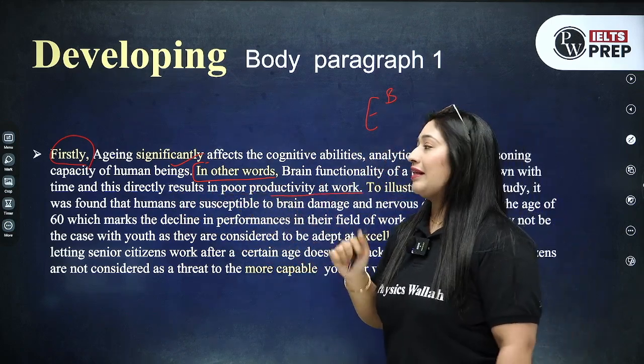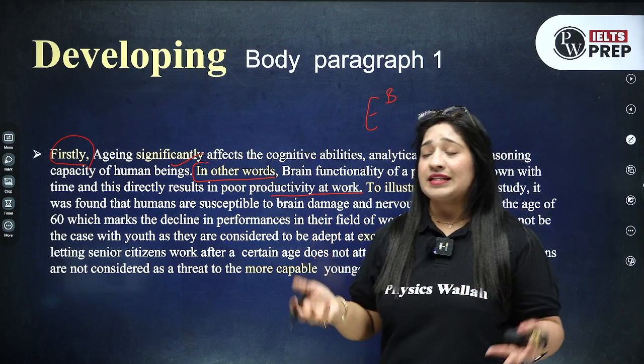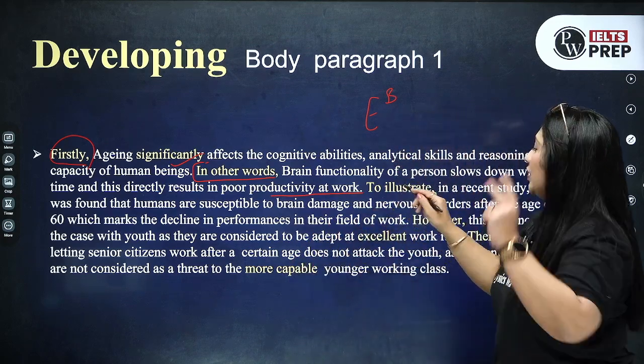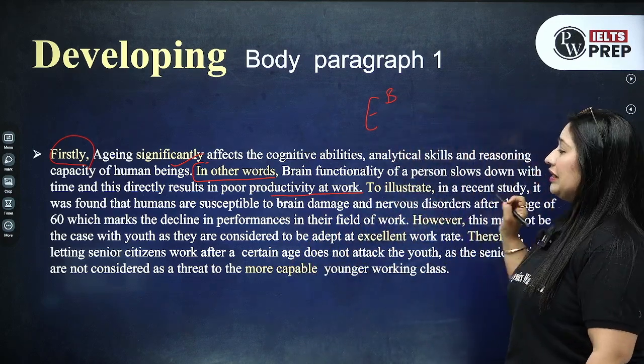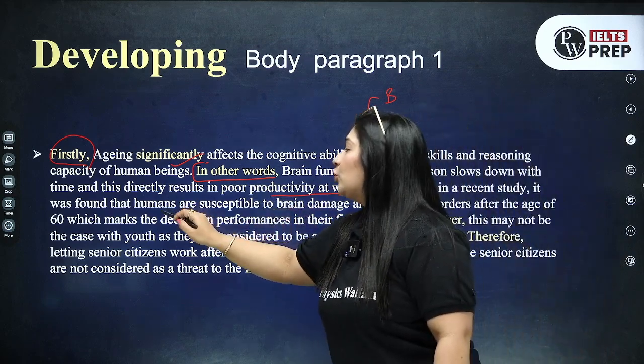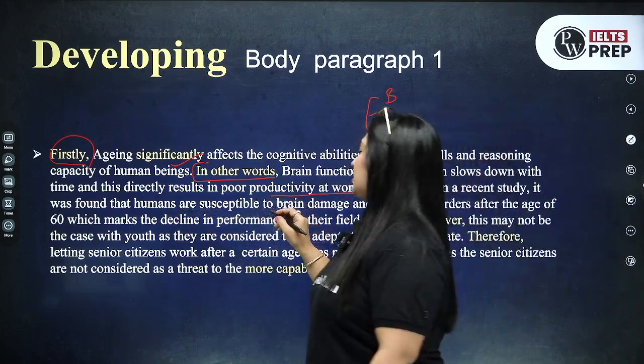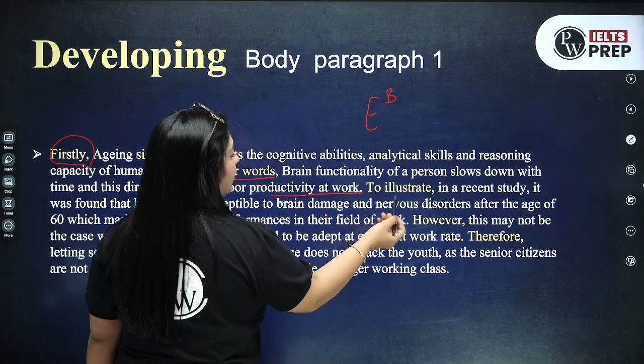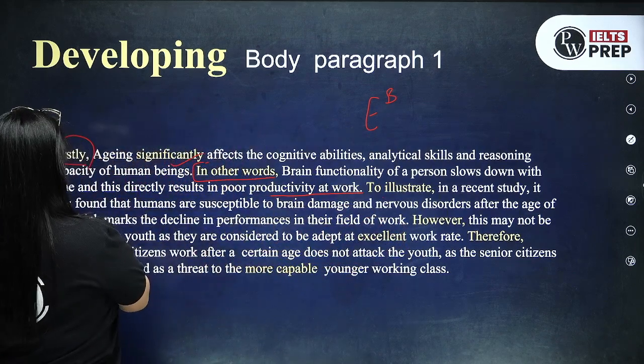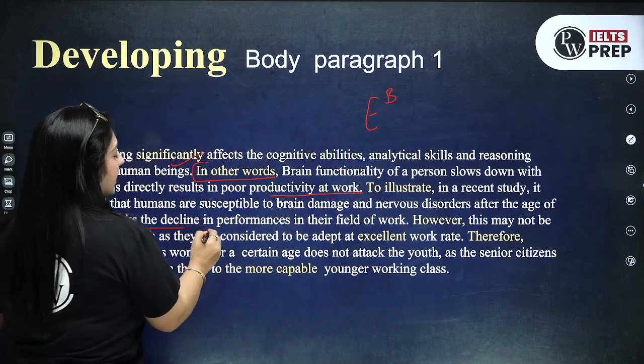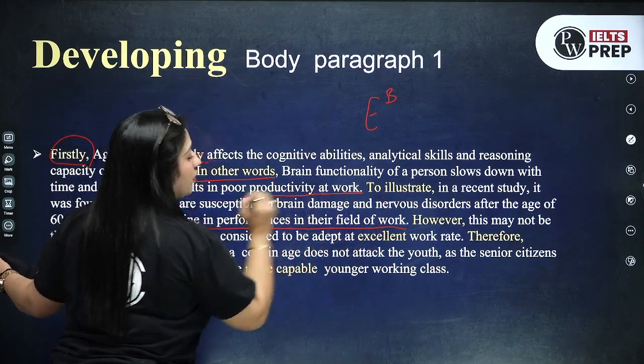So I'm explaining that. Now, just to put an example, I will say, to illustrate, in a recent study, it was found that humans are susceptible to brain damage and nerve disorders after the age of 60, which makes a decline in their performance in their field of work.